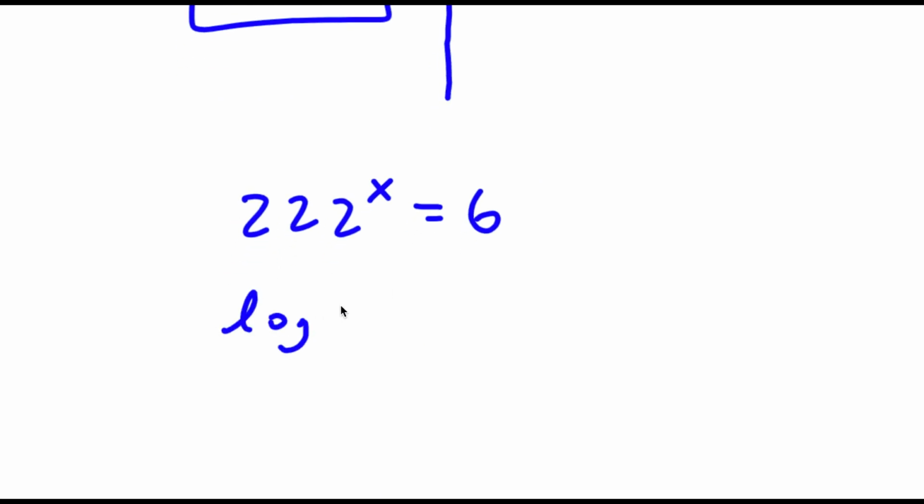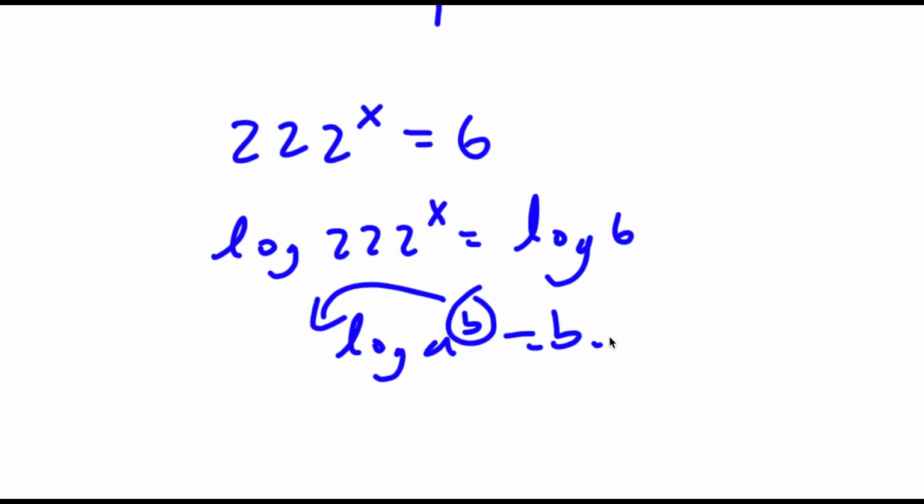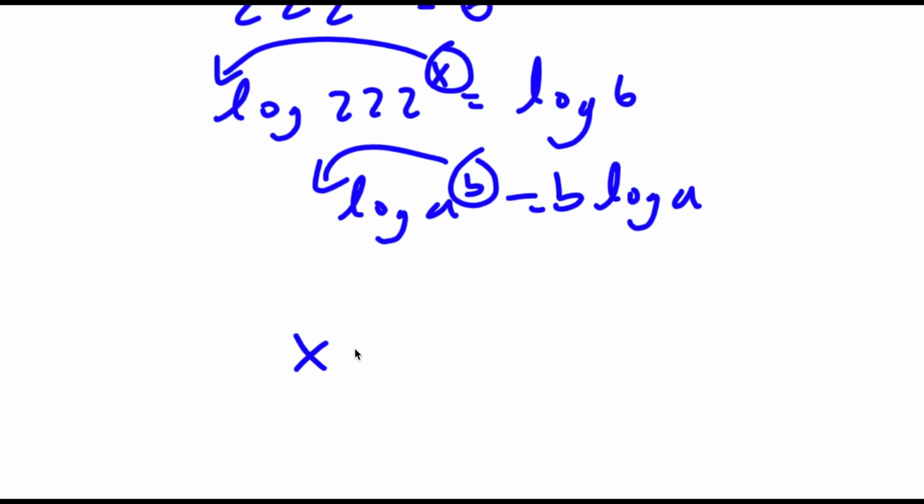If I take the log on both sides, if I have something in the form log a to the power b, I can move b to the front, so it's going to equal b times log a. So I can move x to the front here, and I get x is equal to log 6 over log 222.